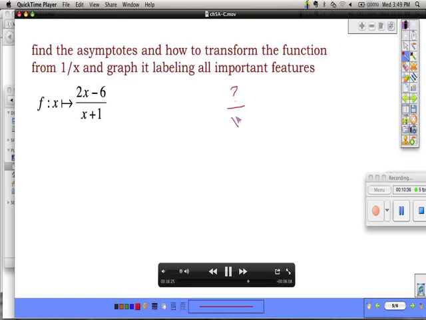So what we want to have happen here is we want to end up with something over x plus something. And then there's probably going to be a horizontal shift involved with this also. The way this is going to happen is we need to split this numerator into two parts, but we need to do it in a way that the x plus 1 will cancel from the denominator in one part to give us our vertical shift.